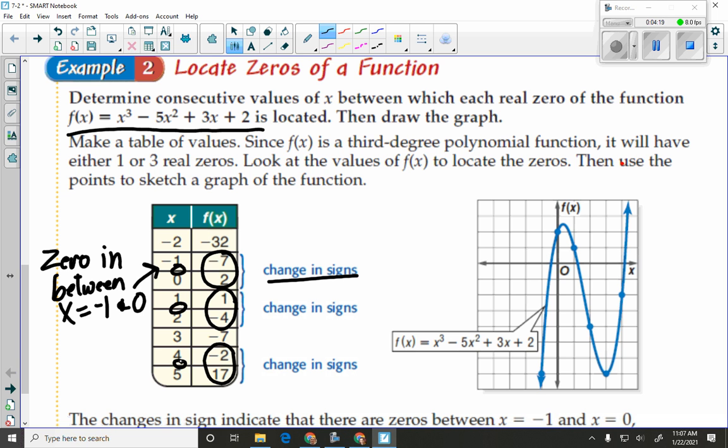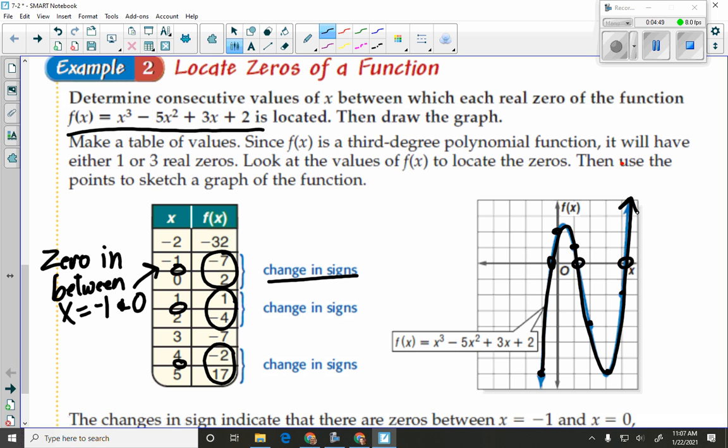So there are 3 zeros. Now, if we look at the graph, notice that we've got a 0 in between 0 and -1. It, again, crosses the axis between 1 and 2. It crosses the x-axis again in between 4 and 5. So that is the location principle. So that helps you know, okay, well, as I have these points, and what is the look of it, it should graph like that.